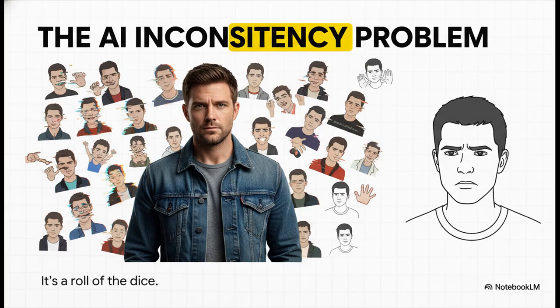Because here's the problem, right? We've all been there. You create the absolute perfect character once, and then, poof, they're gone forever. You can never get them back. Every single image you generate is a total roll of the dice. Consistency? Yeah, it feels completely impossible.